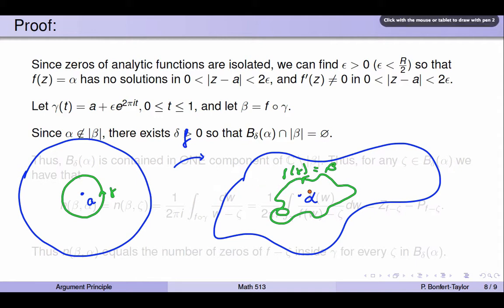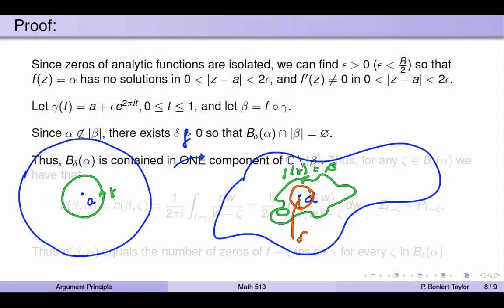And that means we can find a little disk around alpha of radius delta that is completely disjoint from the trace of beta. So we can find a little disk here of radius delta, such that the ball of radius delta centered at alpha does not intersect the curve beta. So therefore, the ball of radius delta around alpha is contained in one component of the complement of the curve beta. You can see here that the complement of my curve beta could have several components. Even though gamma itself was a simple closed curve or Jordan curve, because f may not be an injective function, the curve f of gamma may have self-intersections and do all kinds of stuff. However, we don't have to worry about that on our disk B delta of alpha, which must be contained in one component because it doesn't intersect the curve beta at all.